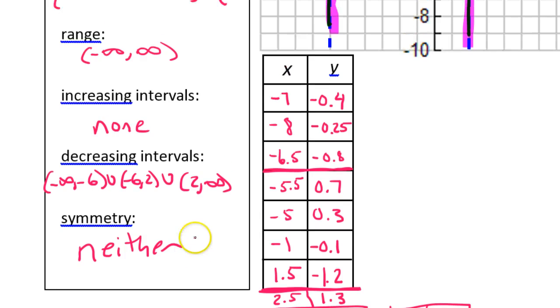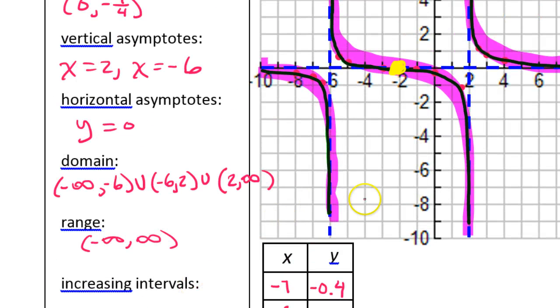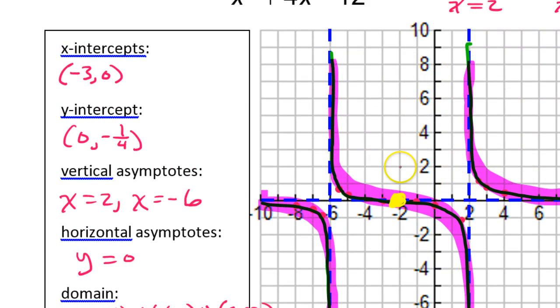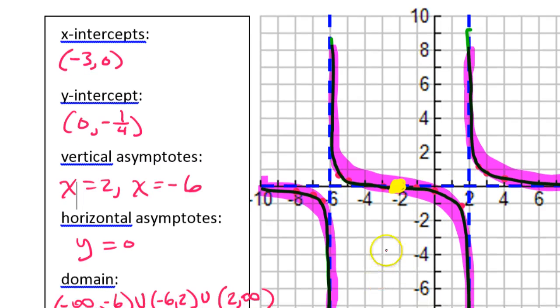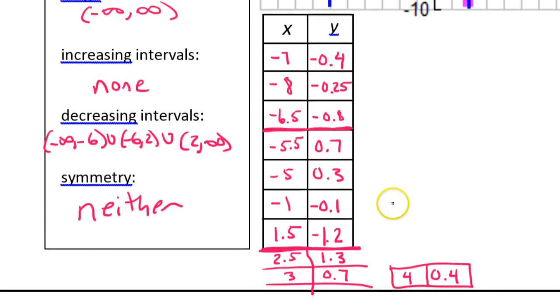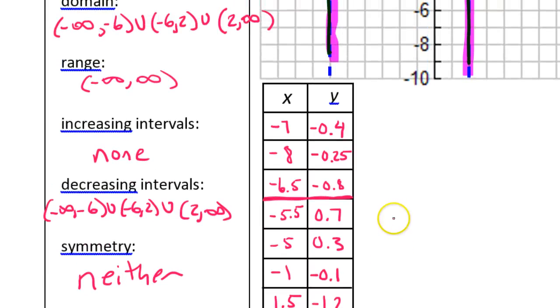All right, remember that even symmetry is the one where the y-axis splits it down the middle and it's mirror images. So we definitely don't have that. So we'll just say neither. And that's it for this video.